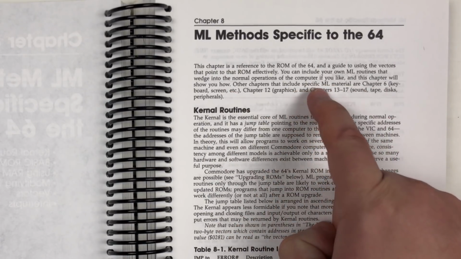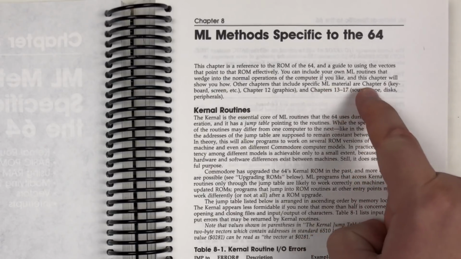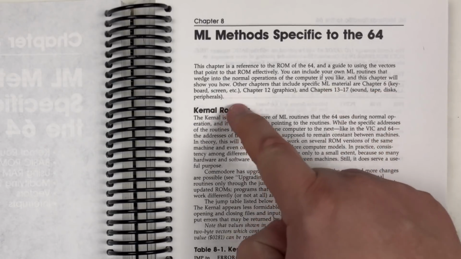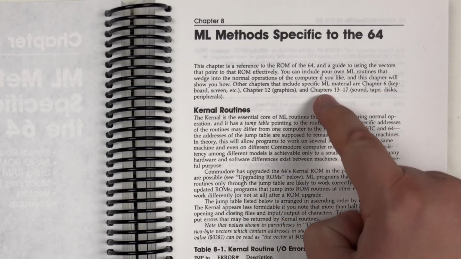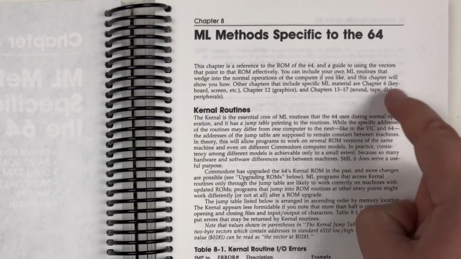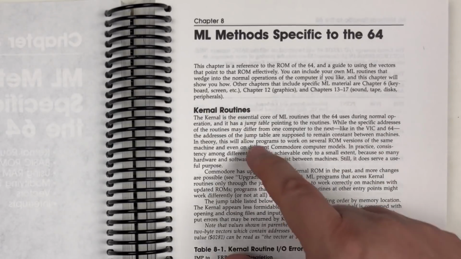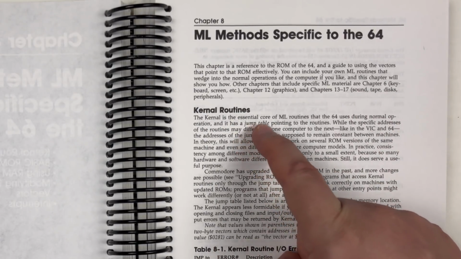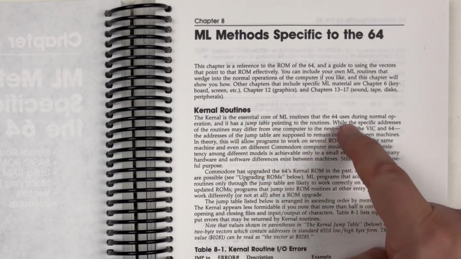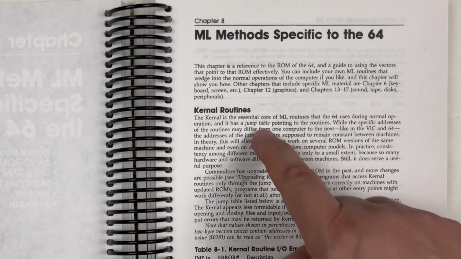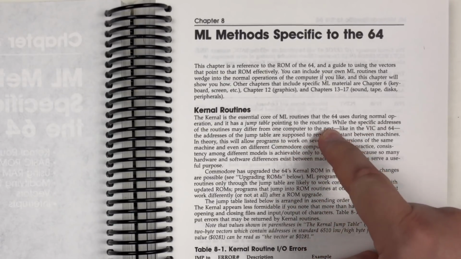Other chapters that include specific machine language material are Chapter 6, keyboard, screen, etc., Chapter 12 about graphics, Chapters 13 through 17 about sound, tape, disks, and peripherals. Kernel routines. The kernel is the essential core of machine language routines that the 64 uses during normal operation. It has a jump table pointing to the routines.